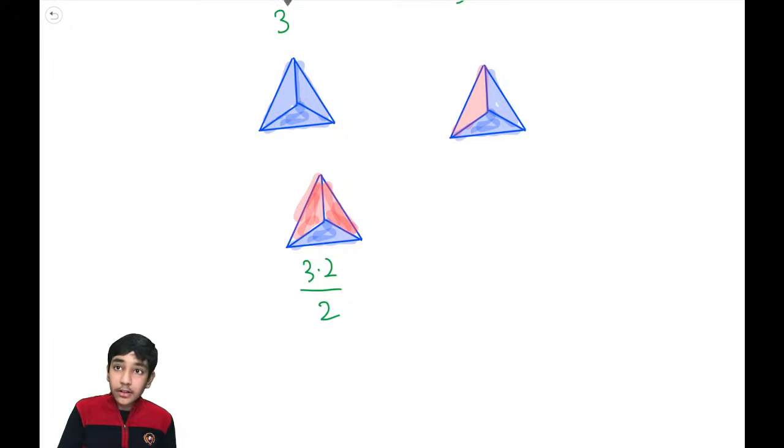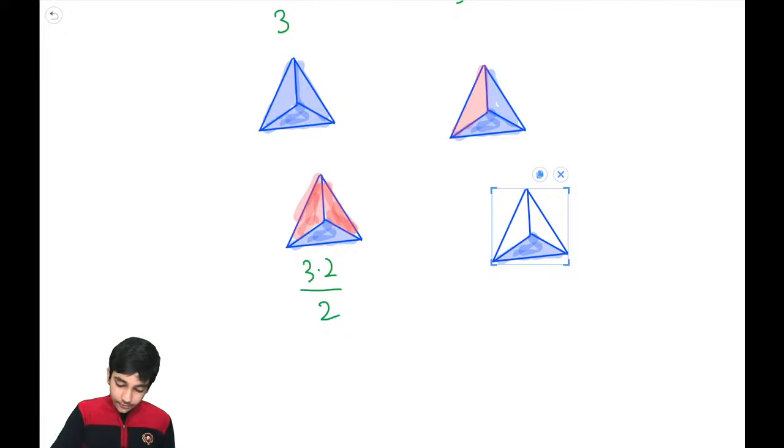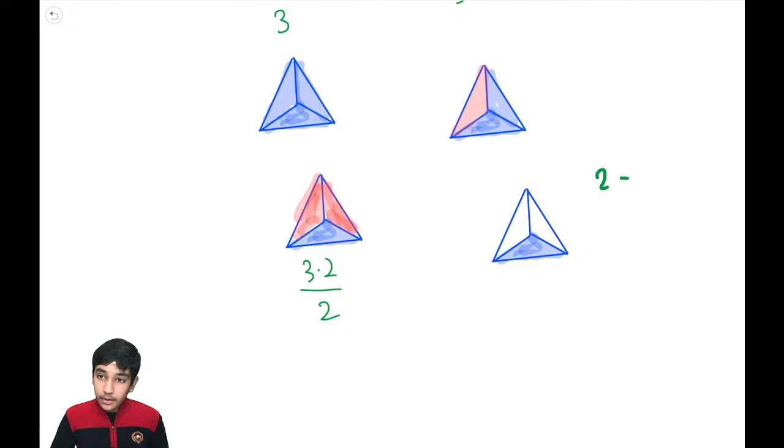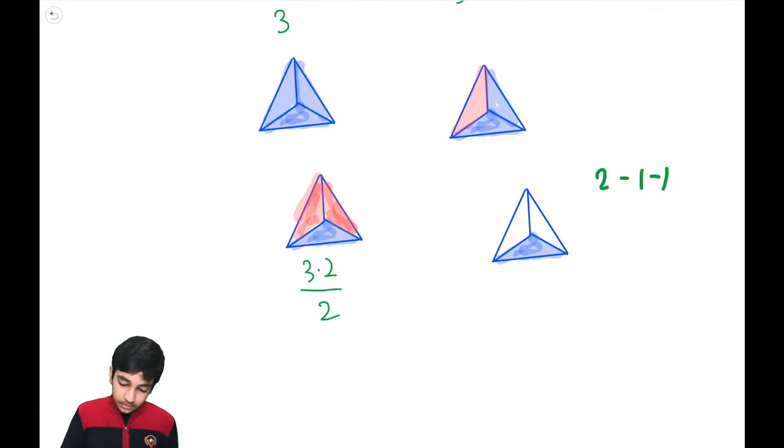And the final case is if you have 2, 1, 1. So we have two faces that are one color, 1 face that's another color, and 1 face that's another color. Let's just say that two faces are blue, and then one of the faces is red, and one of the faces we just leave to be white. Two blue faces, one red and one white face.